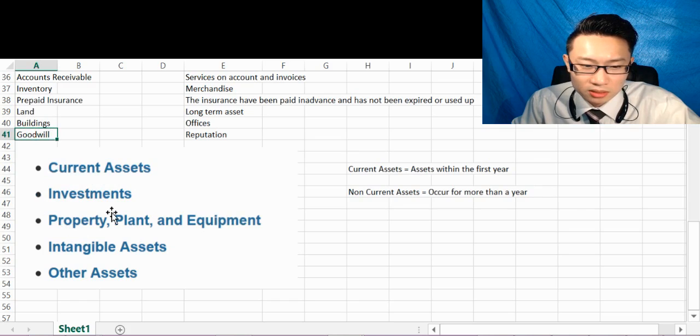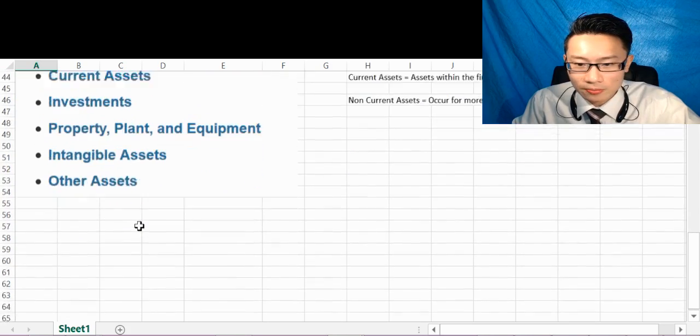And any investment in machinery can be considered as current or non-current depending on the situation. And we have other assets. That's all other assets that are not classified in there.